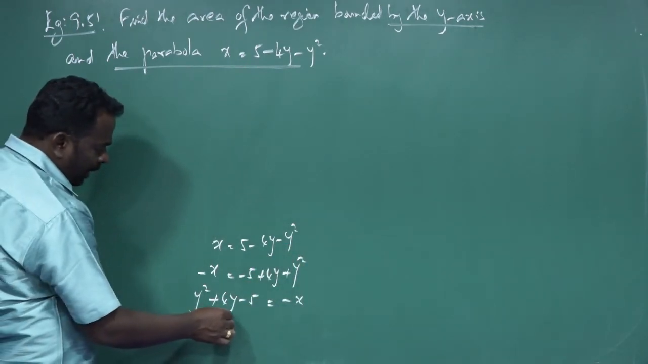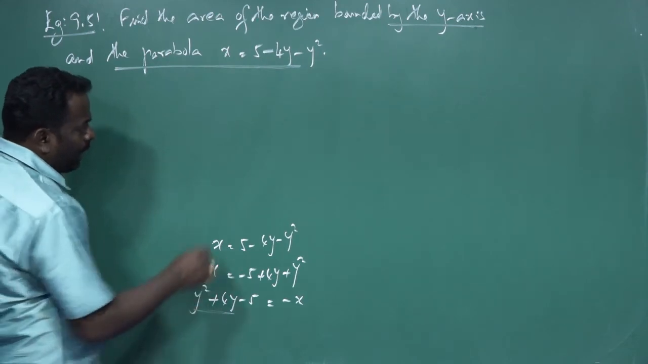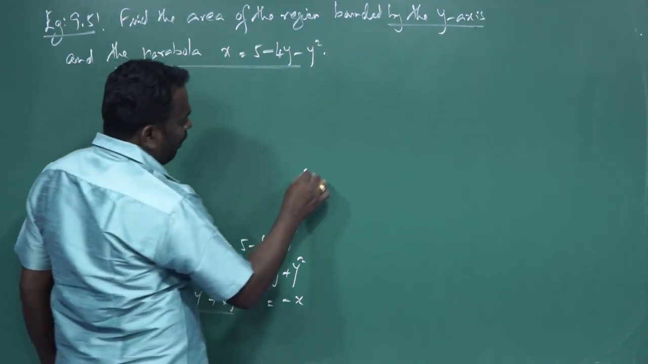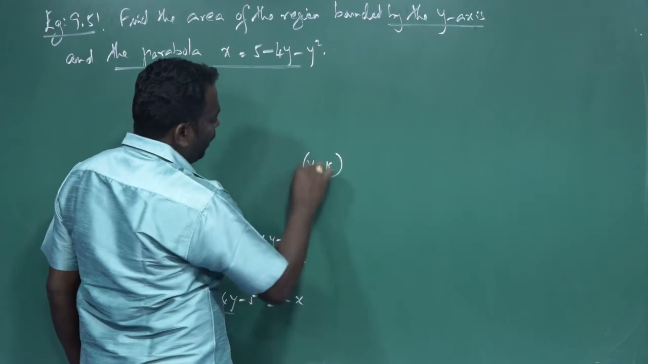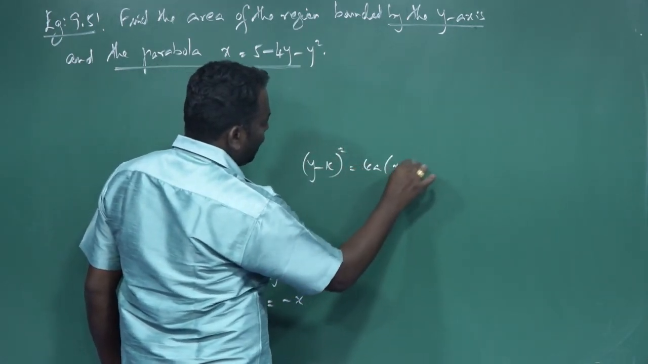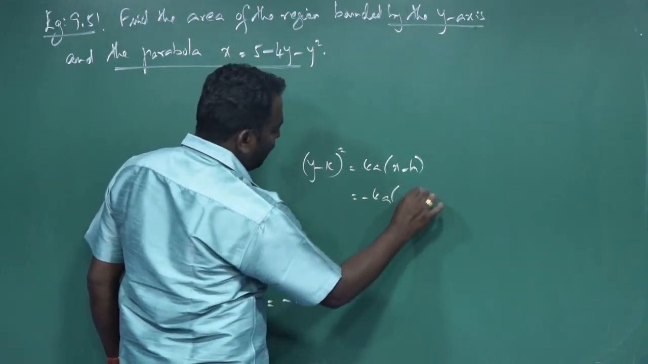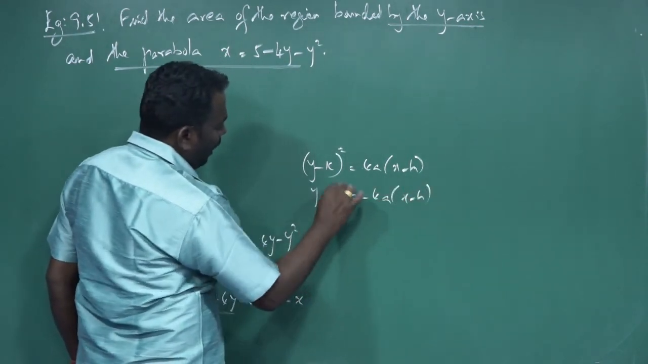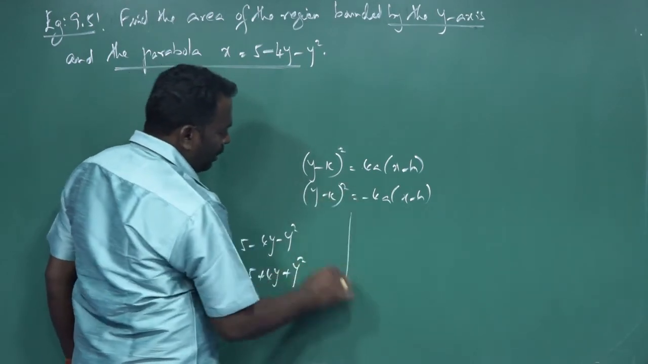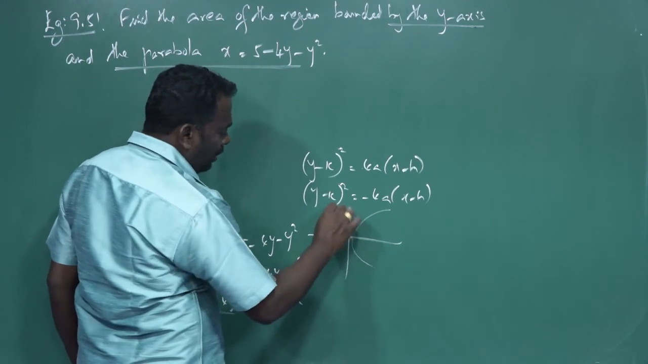So these two terms form a complete square form, because the given equation is either (y minus k) whole square equal to 4a into (x minus h), or minus 4a into (x minus h). Y minus k whole square is called either a rightward curve or a leftward curve.